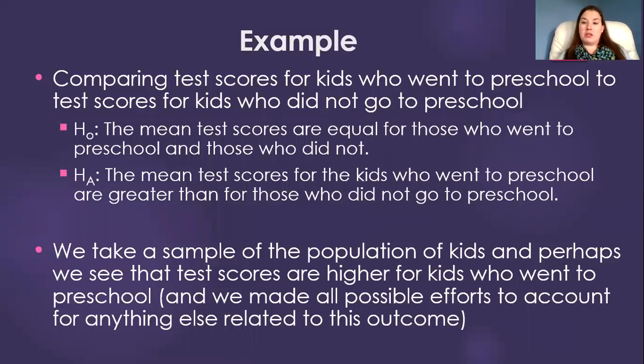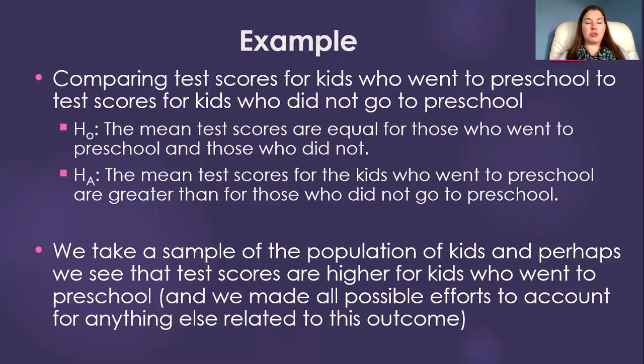Okay, so another example of thinking about p-value is, let's say we were comparing test scores for kids who went to preschool to test scores for kids who didn't go to preschool, and we think that the mean test scores are going to be higher for kids who went to preschool. So our null hypothesis is that the mean test scores are equal for those who went to preschool and those who did not. The alternative hypothesis is that mean test scores for the kids who went to preschool are greater than for those who did not go to preschool.